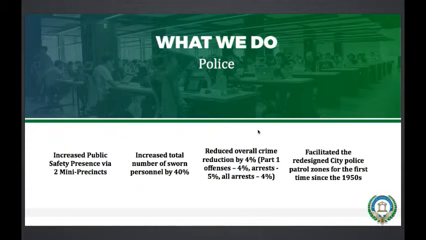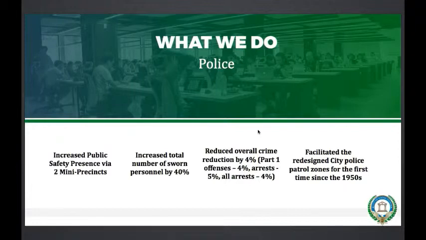So we are really seeing the fruits of our labor from our police, from our great servicemen within the police department, men and women, within the police department. We also facilitated the redesign of our beats and patrol zones.